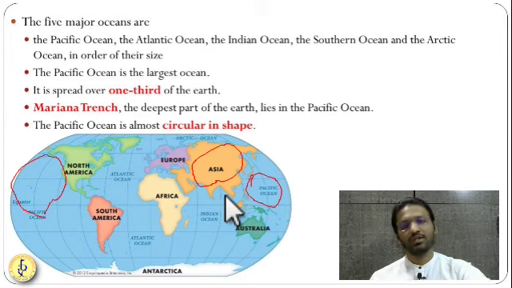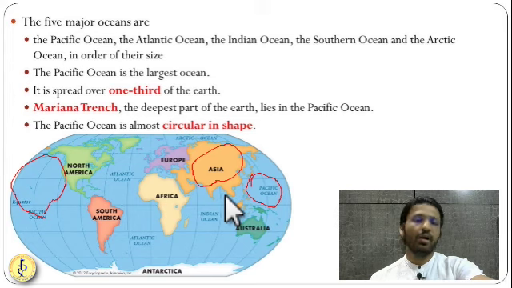Similarly, the Pacific Ocean occupies one third of the surface of the Earth. The tallest mountain that we have seen is Mount Everest in Nepal. Similarly, the deepest point that we have seen is the Mariana Trench near Southeast Asia. This Mariana Trench is present in the Pacific Ocean, so this question can be asked. The Mariana Trench is very, very important.